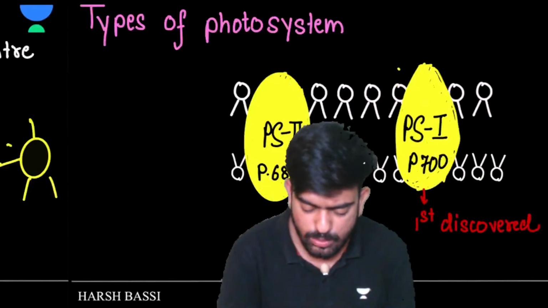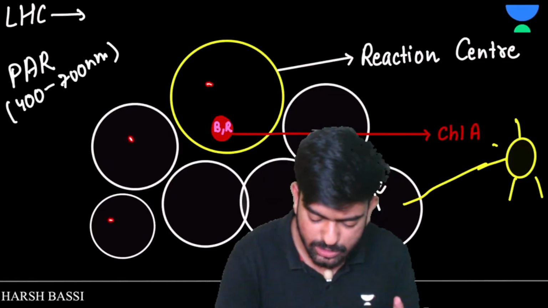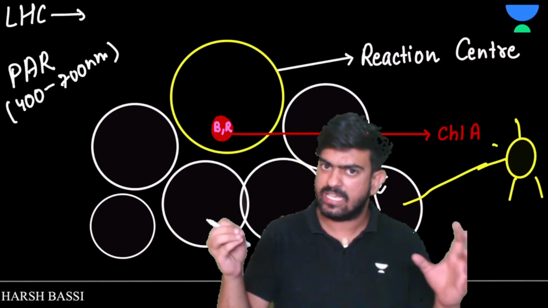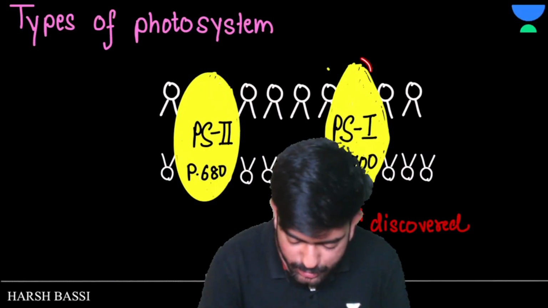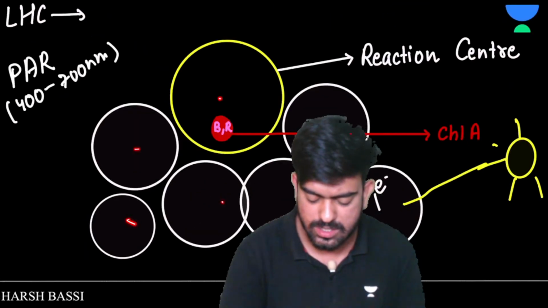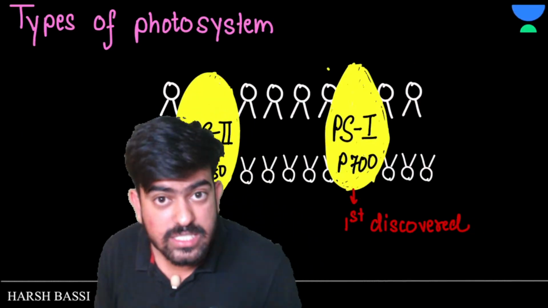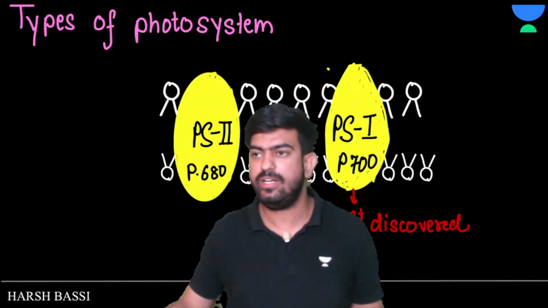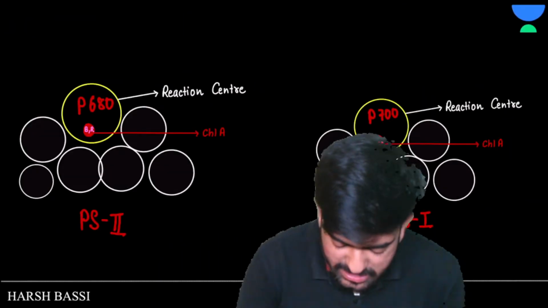This photosystem 2 is made up of the same things: one reaction center, and these white ones are the accessory pigments like xanthophylls and all those things. Photosystem 1 is also made up of the same things, a reaction center. Okay, great. But what is the difference then? Why are we calling it photosystem 1 and photosystem 2? The major difference is here.